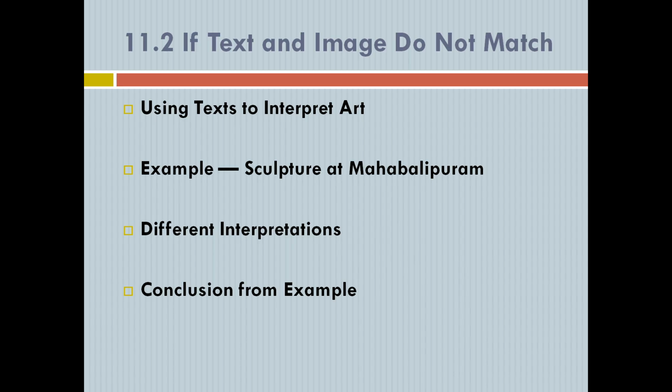So, what is the conclusion from the example? Even when texts are available, the meaning of art may still be uncertain. Different historians may give different interpretations. Therefore, one artwork can have multiple meanings. We must study it carefully and keep an open mind.